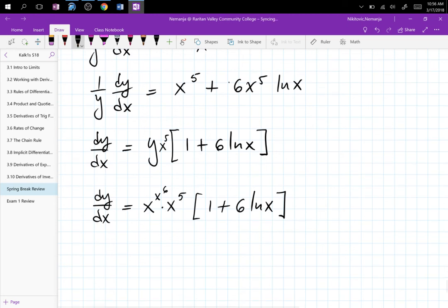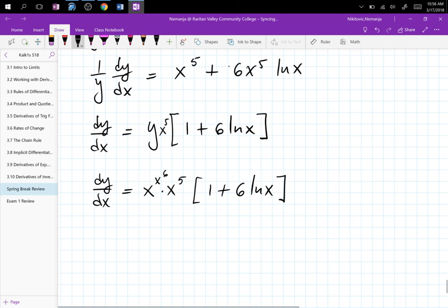And when you have the same base, exponents add. That's another algebra thing that we can do. x to the 6 plus 5, times 1 plus 6 ln x.